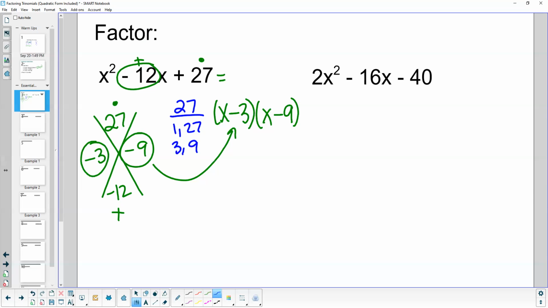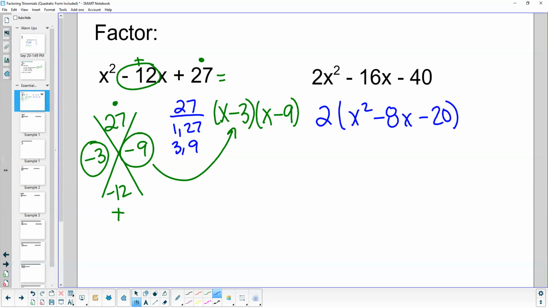So do you see how there's that 2 out front? Well, anytime we factor, we want to take out a greatest common factor if there is one. So we want to see, is there a factor that goes into 2, negative 16, and negative 40? Yes, the answer is 2. So we can factor out a 2 here, and we get x squared minus 8x minus 20.